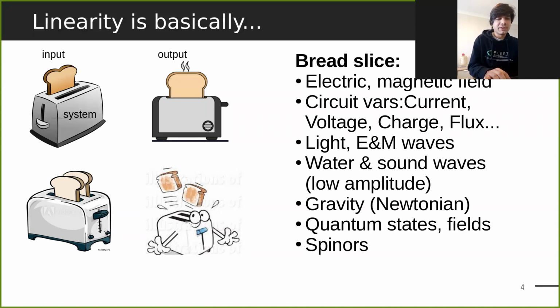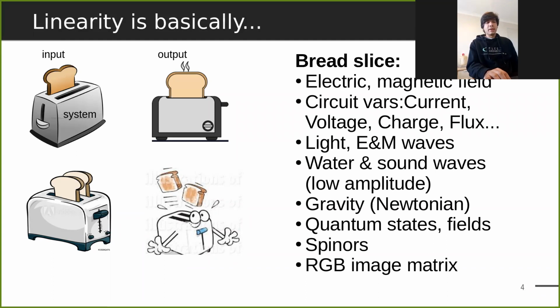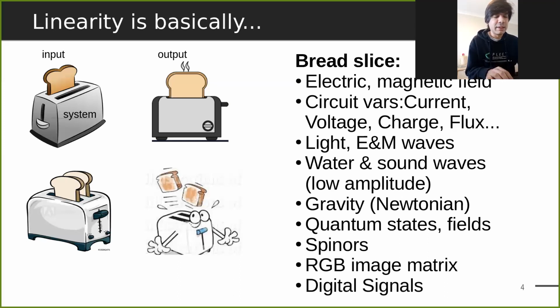Quantum states, fields, spinors, all obey this principle. And you can have, for example, a red, green, blue image matrix, and you can add these matrices like you do with bread slices. And digital signals in modern communication technology are processed using linear algorithms like FFT and convolution.